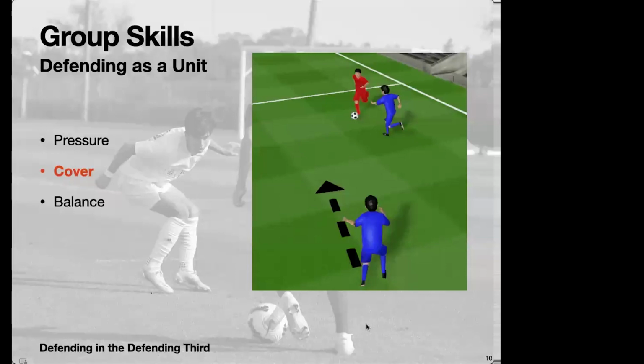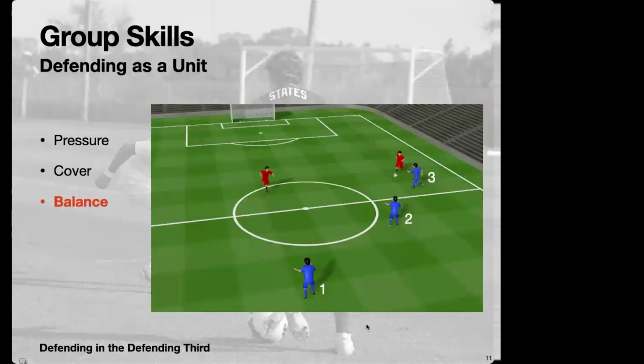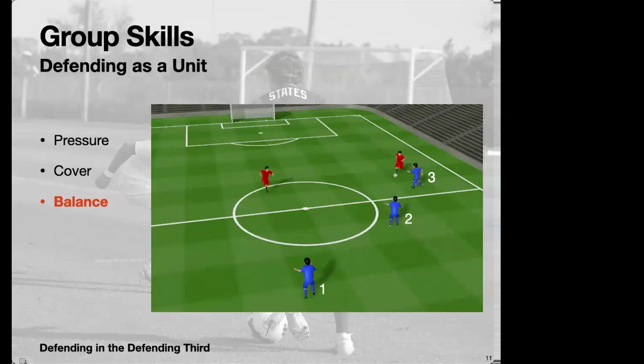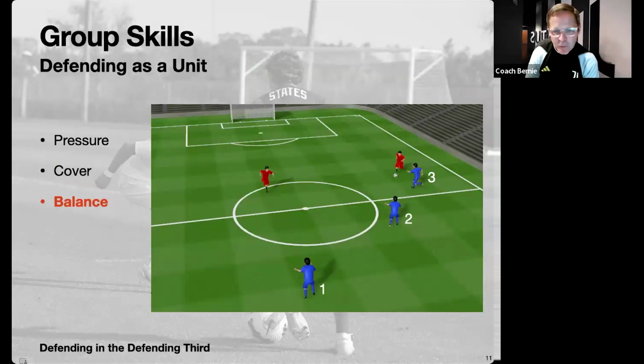Okay, fantastic. Now, let's talk about the balance players. All right. So everybody jump to the chat. Give me a 1, a 2, or a 3. Which player is the balance player in this diagram right here? Go to the chat. 1, 1, 1, 1. Everybody says 1. Okay. So Griff, tell me what is the number 1's responsibility here? What's player 1's job?